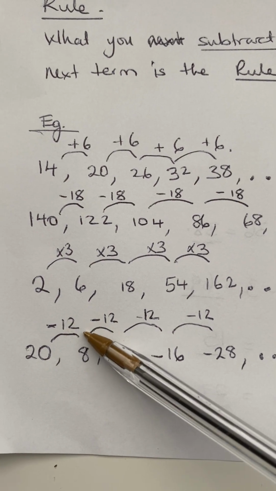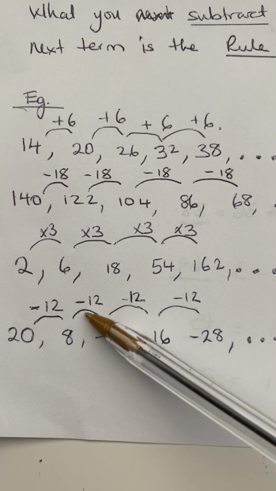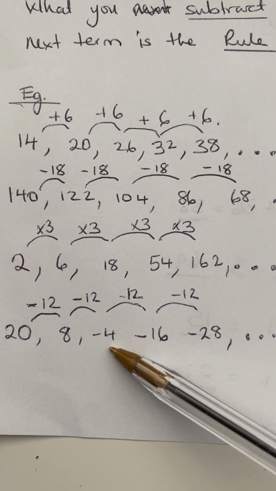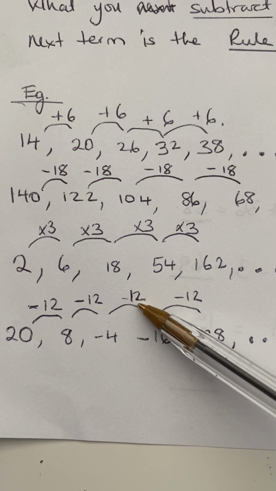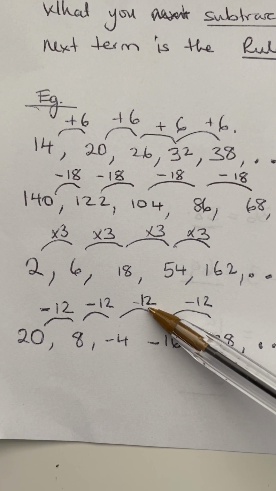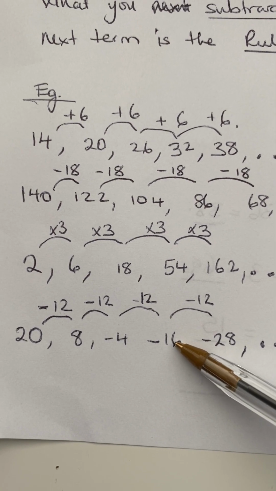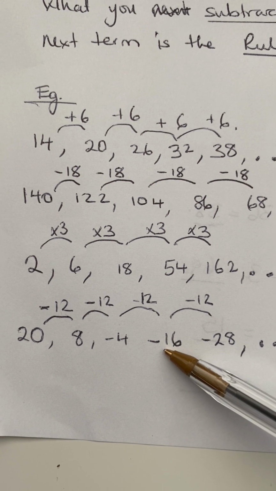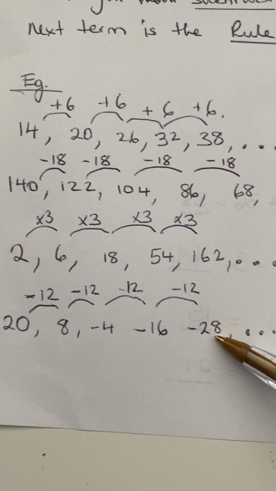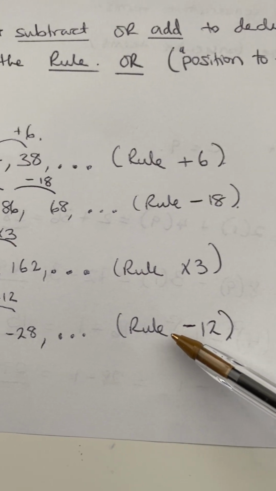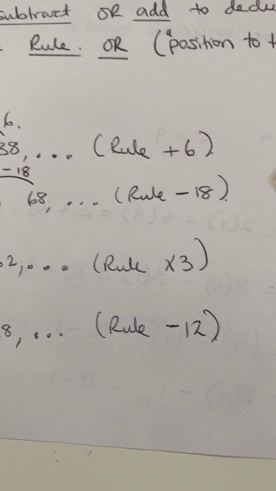20 minus 12, you get 8. 8 minus 12 is minus 4. Minus 4 minus 12. You remember when we're working with negative integers. Minus 16. Minus 16 minus 12 is minus 28. So the rule here is minus 12.